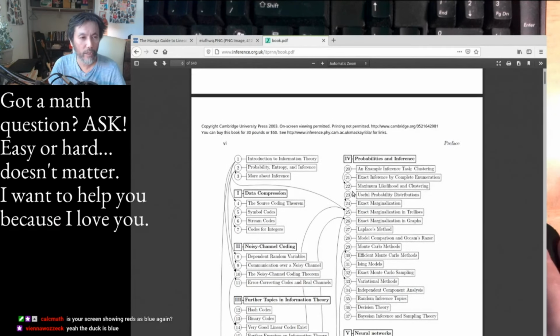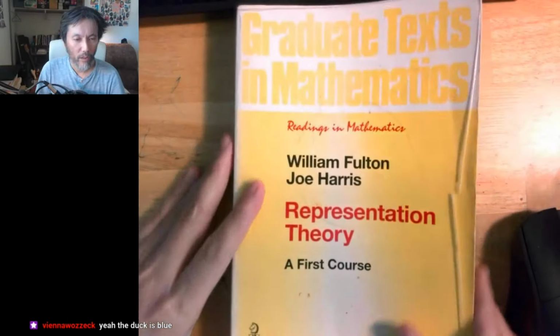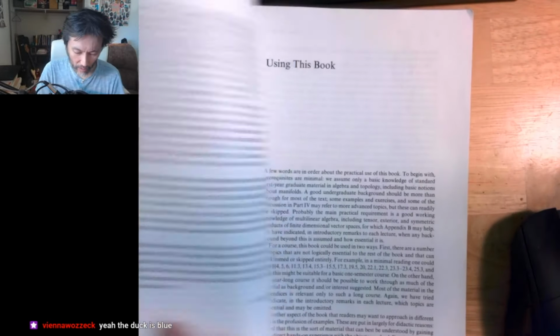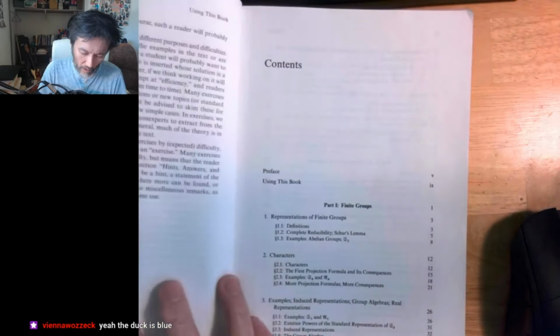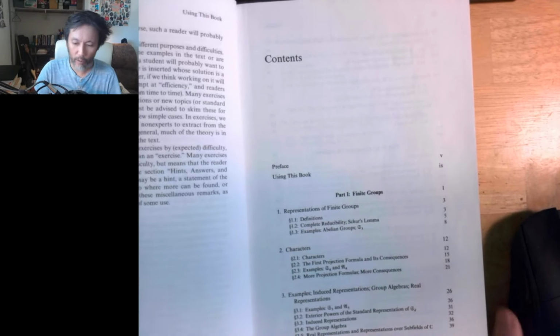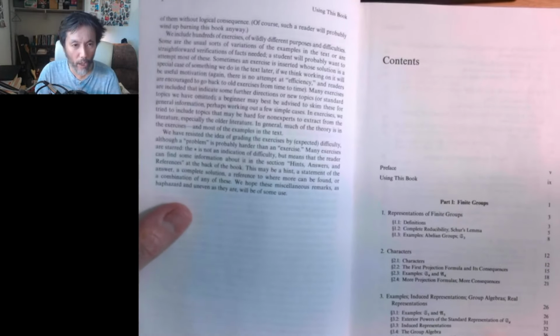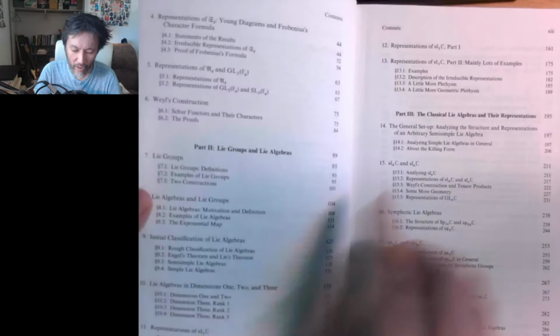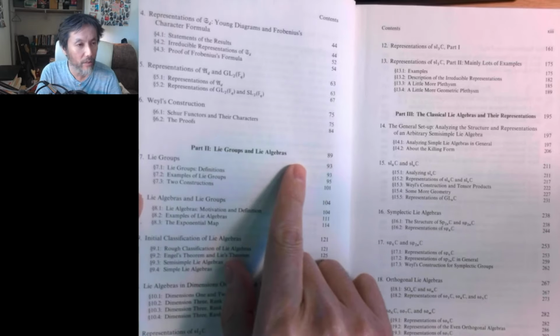But usually another example might be this representation theory book, this one here. If you look at the table of contents, you can see that there is a part that's about finite groups, one sort of part of representation theory, and then there's a second part which is about Lie groups and Lie algebras.